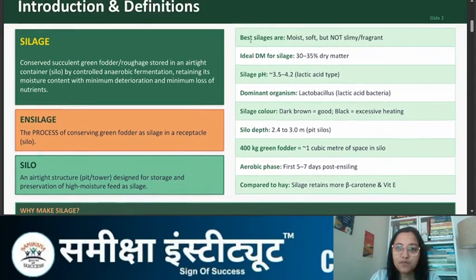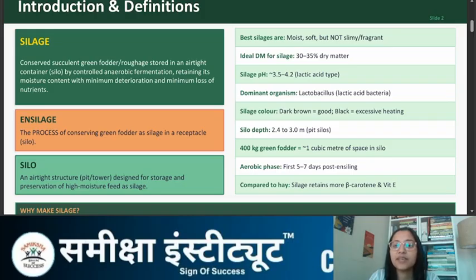So the best silages are moist, soft but not slimy, and fragrant. Basically, the fermentation should be controlled. Extensive fermentation should not occur, otherwise the protein material will also get hydrolyzed and proteolysis will occur. That is not a characteristic of a good silage. Then ideal dry matter should be 30 to 35%. This is important.